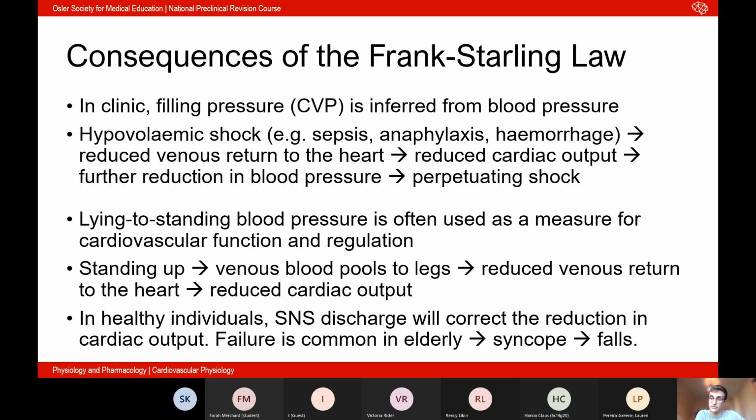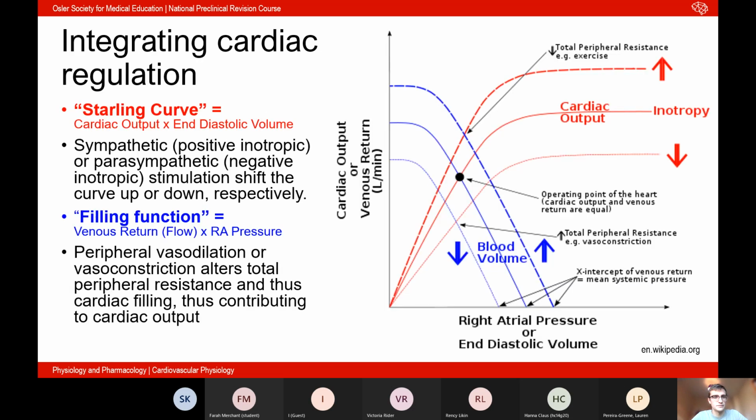Usually that is corrected for by the sympathetic nervous system with activation of your carotid baroreceptors, stimulating the sympathetic nervous system to prop up the heart rate, but in elderly people that can fail and they fall.